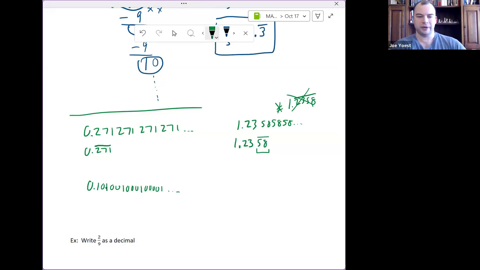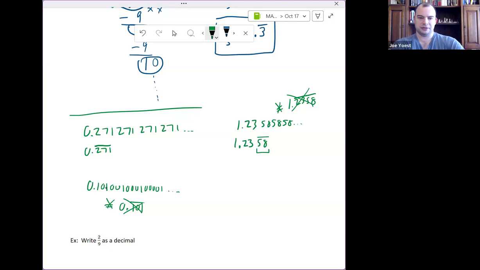We can see the pattern here. We have a 1, then 1 0, and then a 1, then 2 zeros and a 1, and 3 zeros and a 1, and 4 zeros and a 1. But this isn't any kind of repeating thing like that.